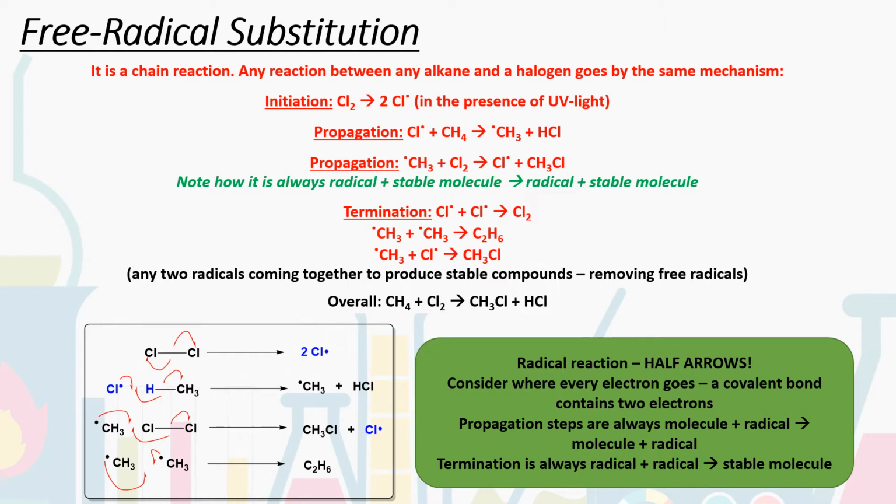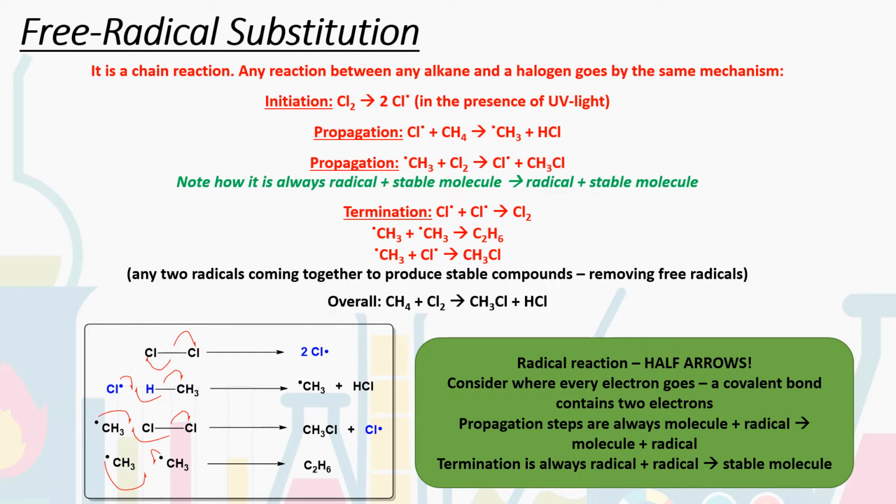Now this is a chain reaction, and by that we mean essentially that you could almost draw this out as a circle. And so this reaction can go round and round and round, and essentially can go on many, many times. And any reaction between an alkane and a halogen goes by this same mechanism. So this is one way that we can make a haloalkane from an alkane and a molecular halogen in the presence of UV light. And so the first step of this is called the initiation.